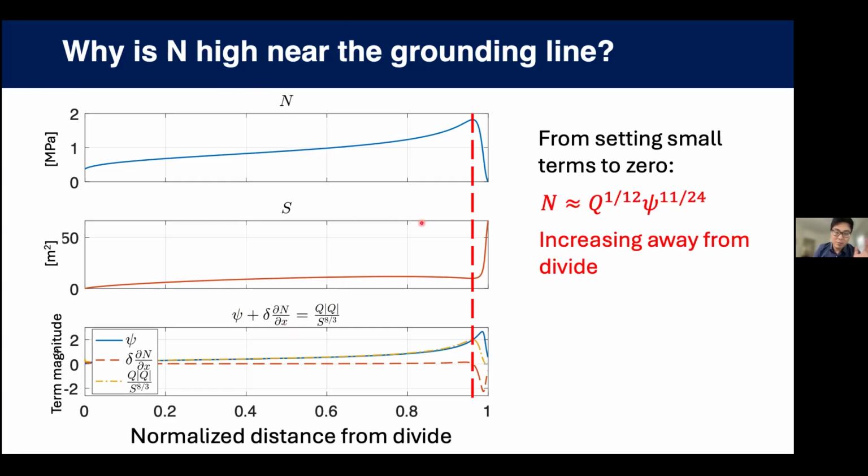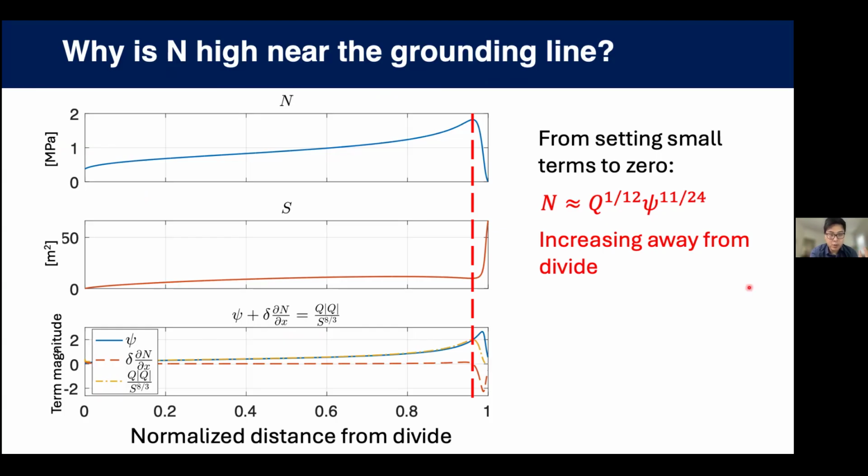And I'm going to break down the ice sheet into two regions, one where N is increasing and one where it's not. This first region can be pulled from our scale analysis. All those parameter terms that I mentioned earlier that were small, if we set all of those to zero, we can rearrange our equations to get a really simple representation of N.